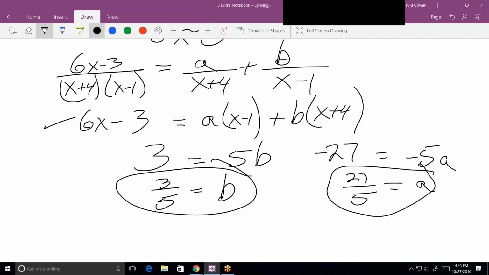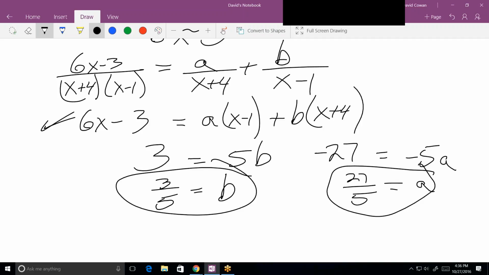But the key understanding is that this has to be true no matter what x is. I could let x be 100, and this has to be a true statement. The fact that I choose to let x equal 1 is convenient because it makes the a term go to 0 and leaves me with some number of b equals some number, which allows me to solve for b. And choosing to let x equal minus 4 is going to get rid of the b term. Now I have some number of a equals a number, and it allows me to solve for a also.